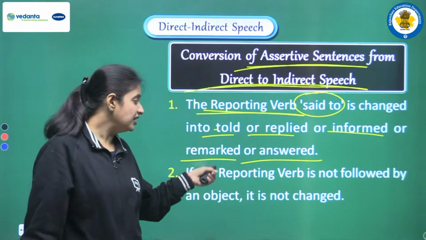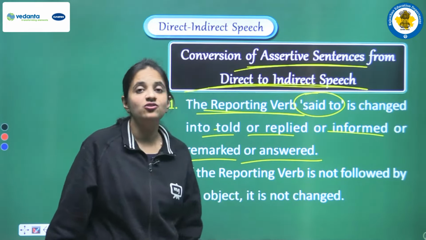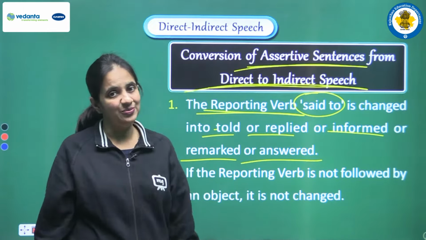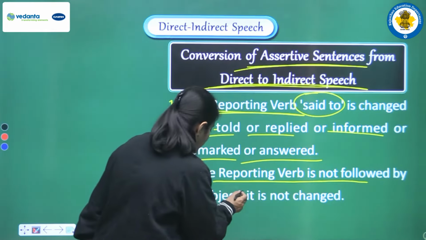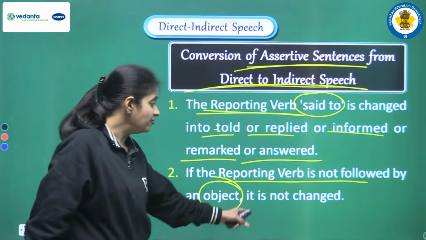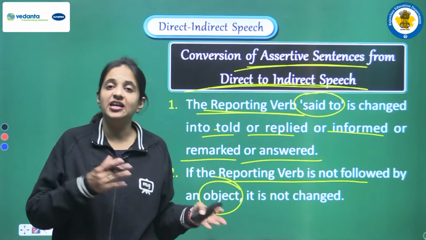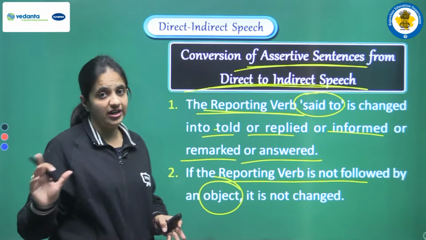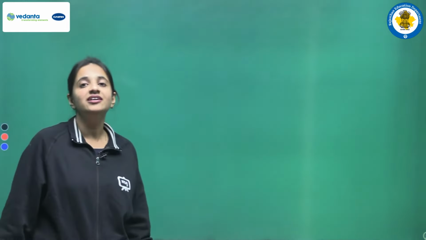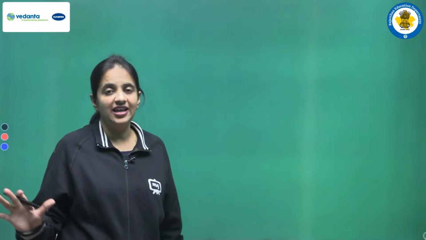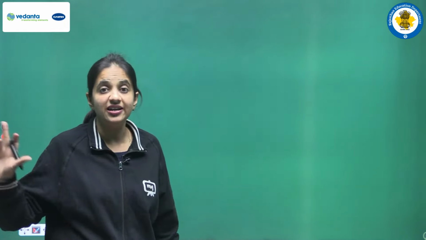Second point: if the reporting verb is not followed by an object, it is not changed. What does it mean? It means that if in the reporting verb we do not have any object, then we don't need to change said to; we will write the same said as it is. So let's take some examples. I am writing some examples to clear this up, for when we have an object and when we have no object in the reporting verb.